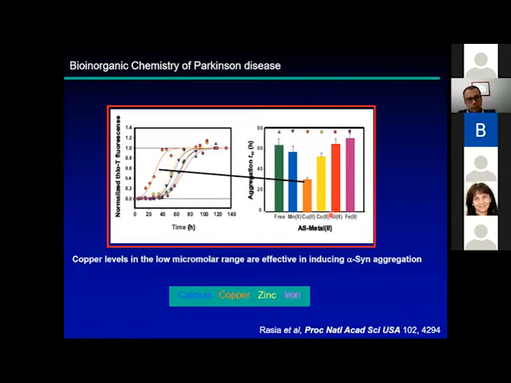Under this micromolar concentration of metal ions, copper in the oxidative state, copper-2, was the only divalent metal ion that was able to accelerate the aggregation of the protein from here to here. The other divalent metal ions were not able to accelerate the aggregation of the protein under these experimental conditions.